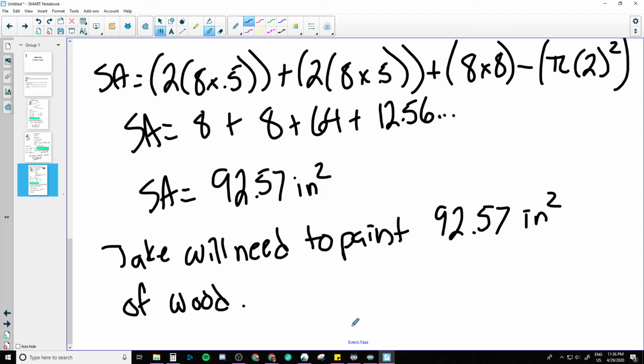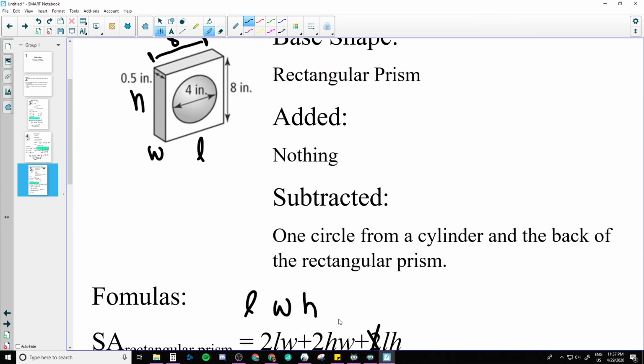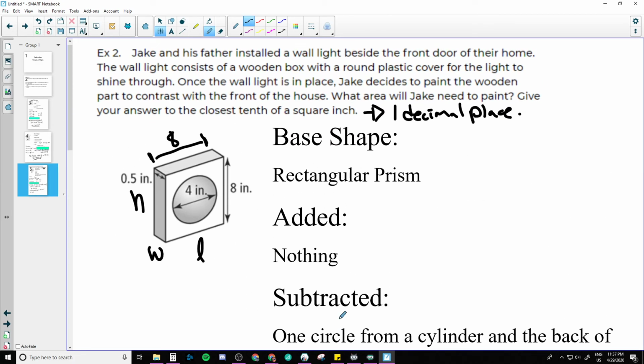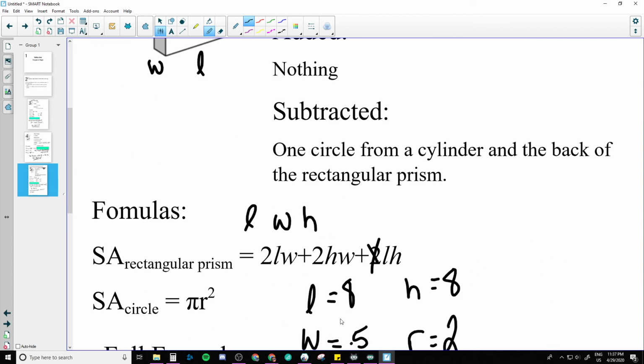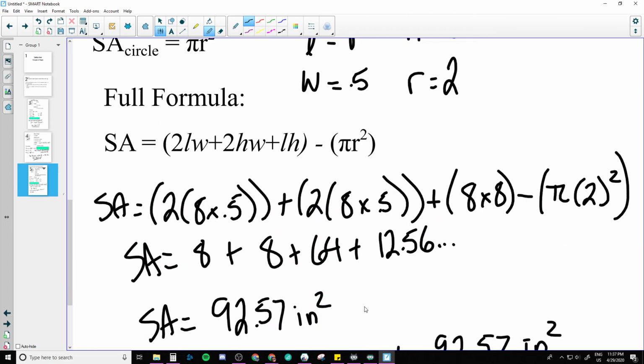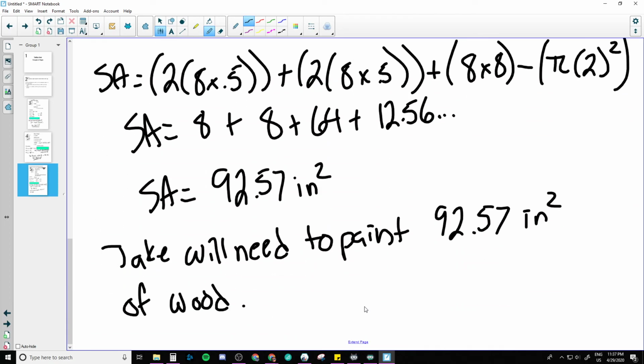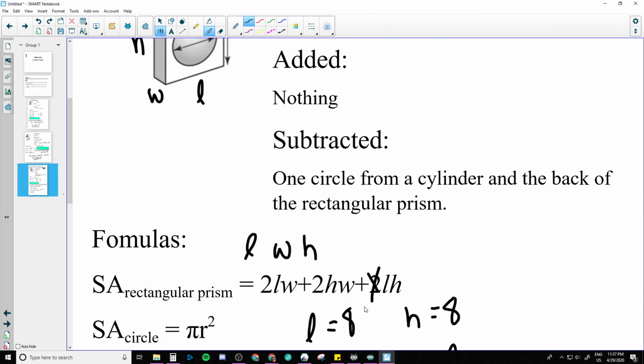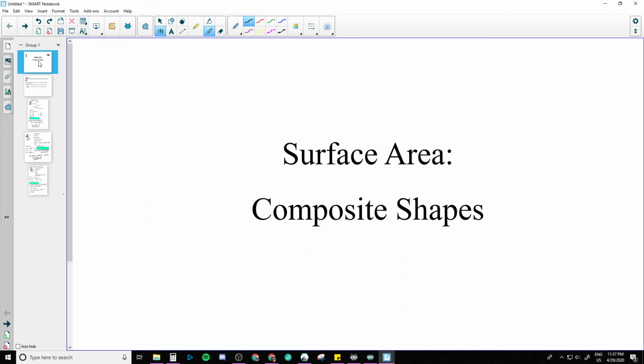Okay, so these are the composite shapes. Again, really standard steps. What is your base shape? What has been added? What has been subtracted? Remind yourself of the formulas and then construct your full formula using your knowledge about what these formulas represent. Then you just plug in your variables and do the math. Okay? Slow yourself down when you're answering these questions. Don't allow yourself to rush. They really require you to pay attention to what you're doing.